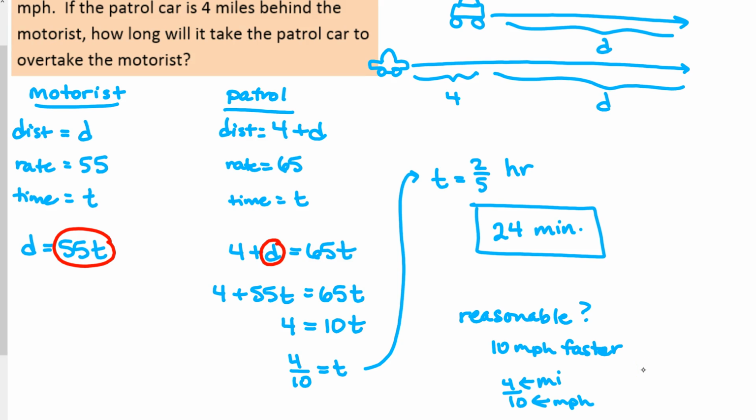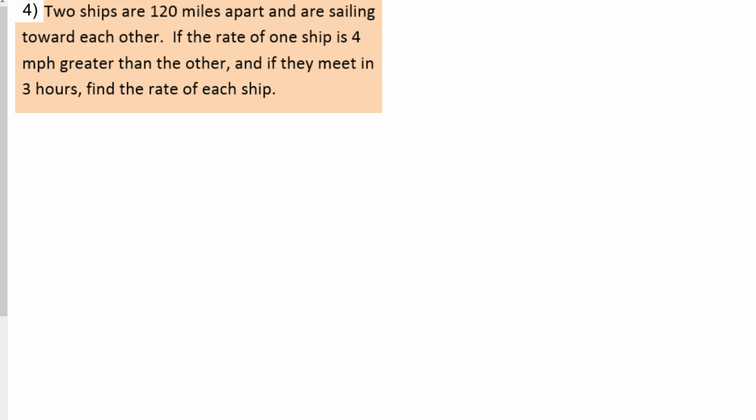Okay, let's move on to the last example. Number 4, 2 ships are 120 miles apart and are sailing toward each other. If the rate of one ship is 4 miles per hour greater than the other, and if they meet in 3 hours, find the rate of each ship. Okay, so here we're going to draw a couple of ships. So just like my cars, I have great looking ships, and they're sailing toward each other.